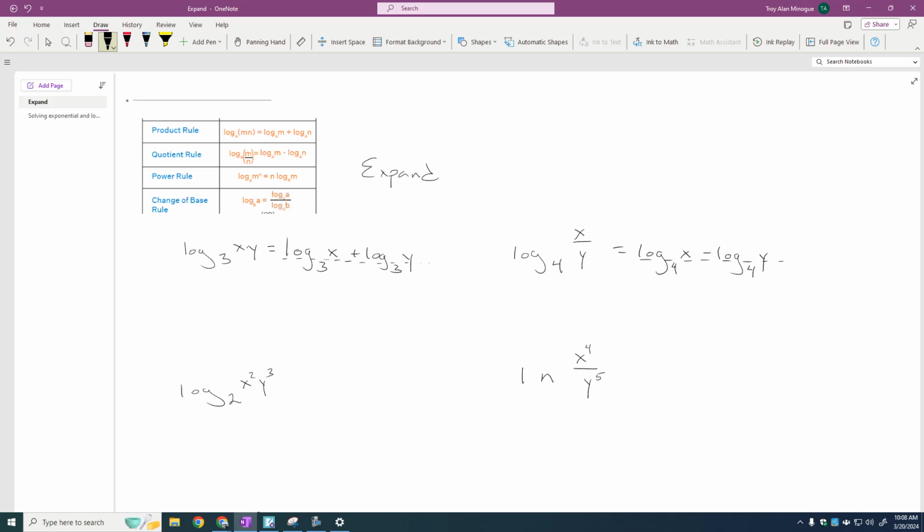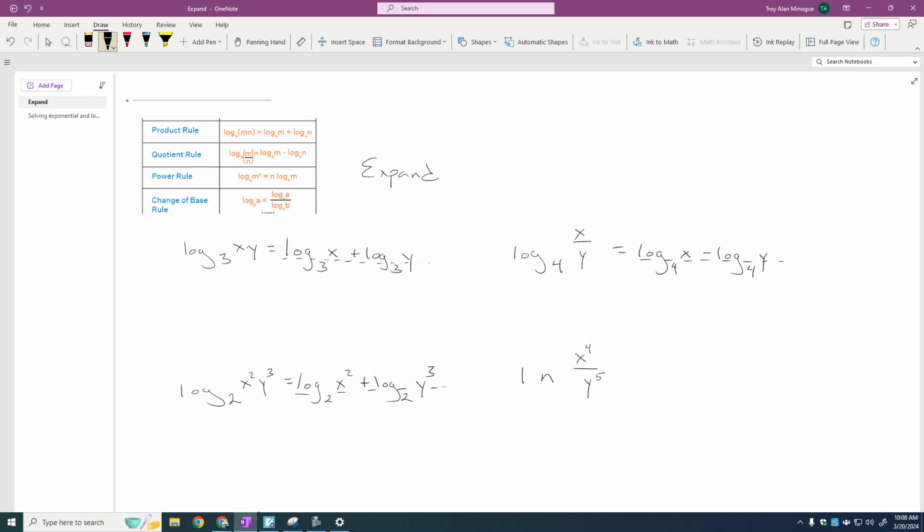Okay, let's put a couple things together. So this looks like product rule to me. I have two things being multiplied together. Give you a second. How does that expand? Okay, I'm going to write that as the log base 2 of x squared plus the log base 2, same base, of y to the third. Now these are exponents of the x and of the y, and the only subscript down there is the 2.